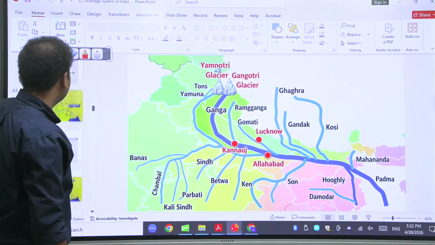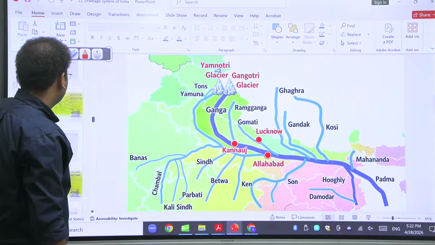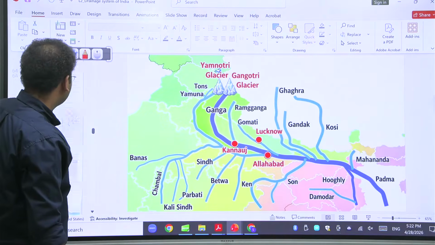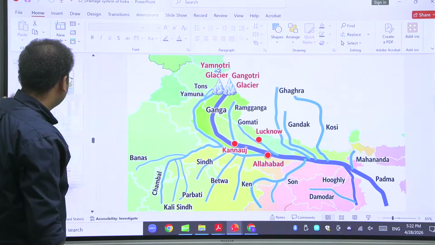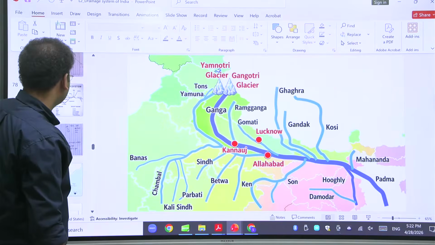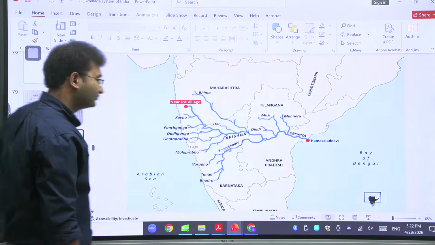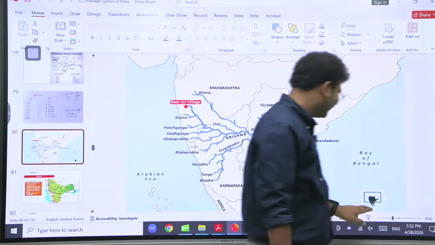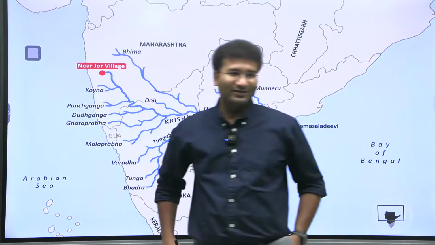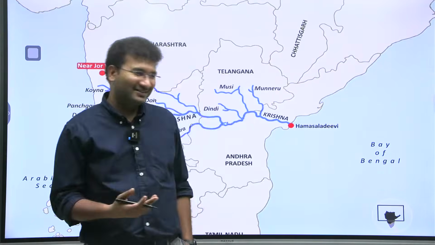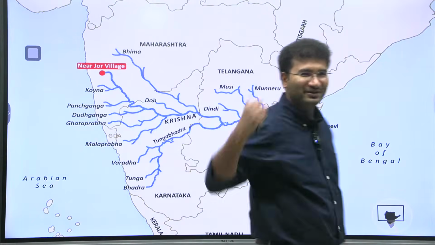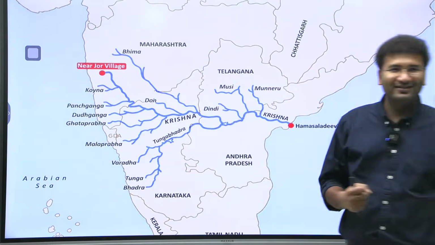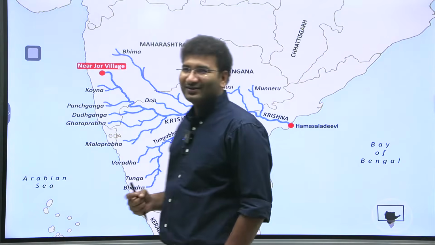Two more rivers are there. We'll do them and we'll wind it up. Very, very important. Okay? Krishna River is there. We'll do the Krishna. You want Godavari? See, Krishna, it is easy. Doni, Bhima, Dindi, Halya, Munneru, Penneru, right?